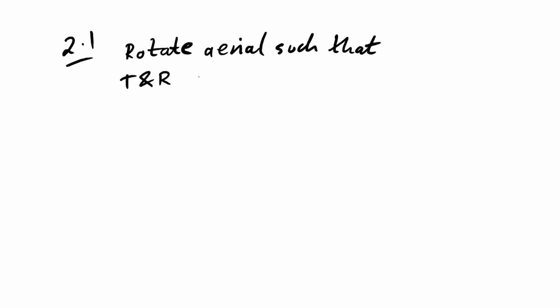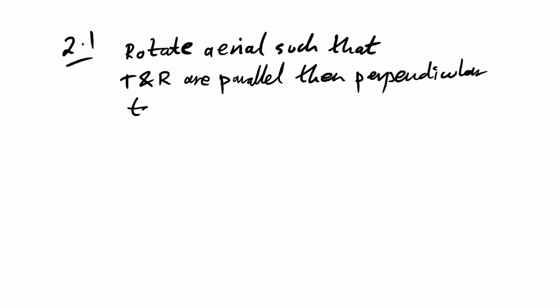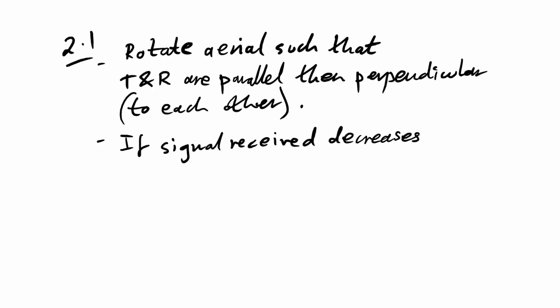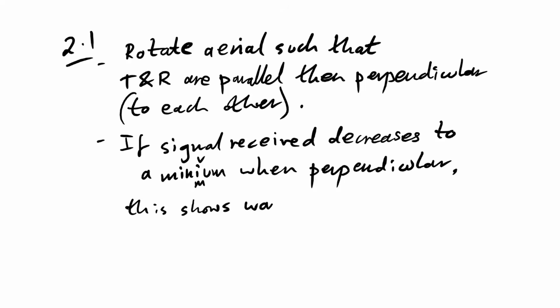Oh, I hate it. Question 2, we have a microwave transmitter and receiver. We've been asked how the apparatus can be used to demonstrate that the waves from T are vertically polarized. So we can rotate the aerial such that T and R are parallel, then perpendicular to each other. Is that redundant? Probably could be. So parallel and perpendicular. If the signal received decreases to a minimum when perpendicular, this shows the waves are polarized.